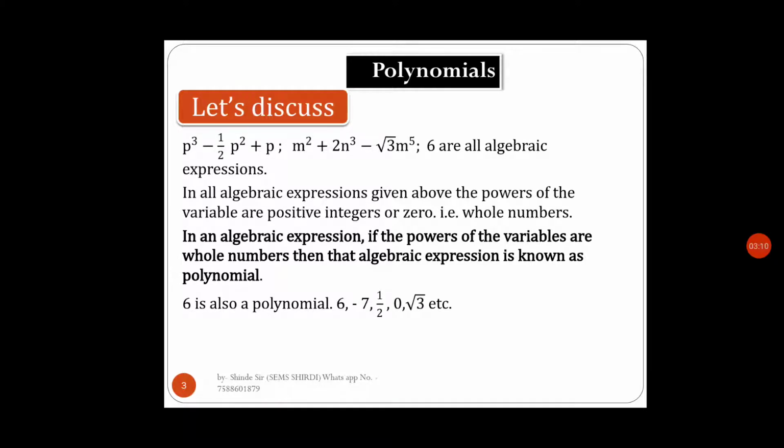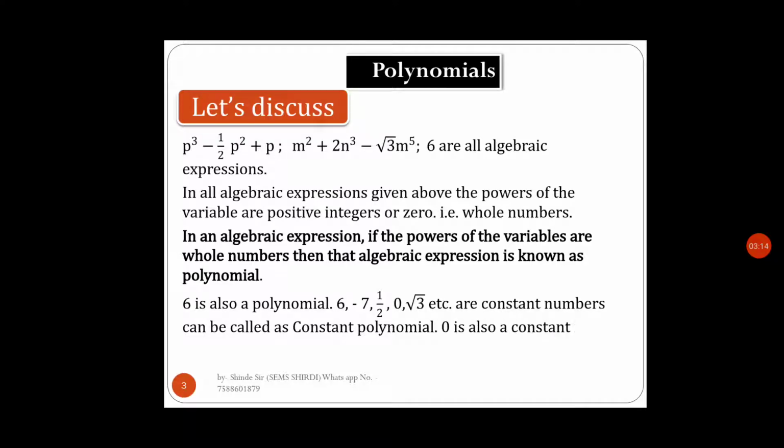Why is 6 a polynomial? Because we can write 6 as 6 x raised to 0. x raised to 0 is equal to 1, and 6 into 1 is 6. Here the power of the variable is 0, and 0 is a whole number. That is why 6, minus 7, 1 by 2, square root of 2, etc., which are constant numbers, can be called constant polynomials. 0 is also a constant polynomial.